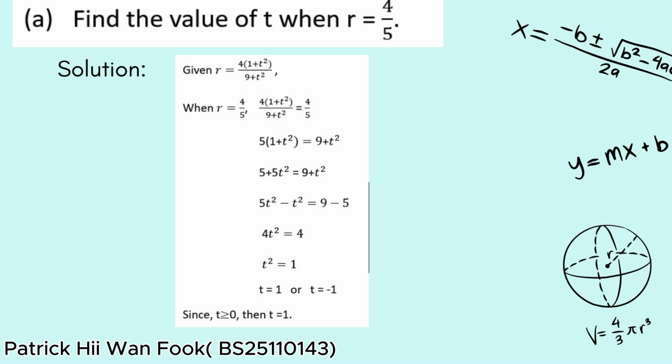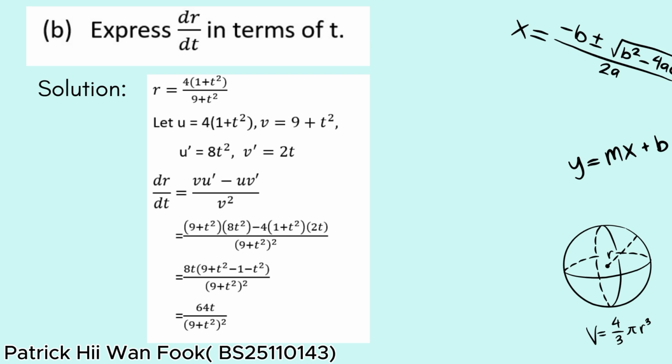Next, we rearrange the equation and this becomes 4t squared equals 4. After dividing both sides by 4, t squared equals 1. Taking the square root, we get t equals negative 1 and positive 1. However, since t represents time in minutes, t cannot be negative. Therefore, we reject t equals negative 1, and the value of t is 1 minute.